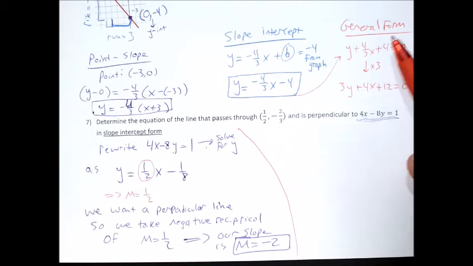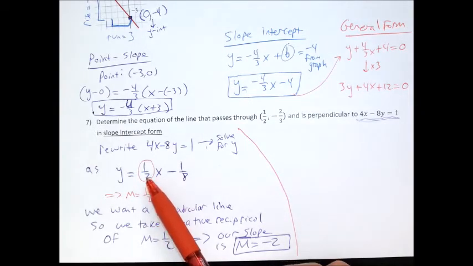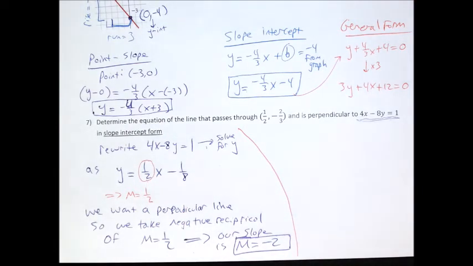Let me ask you this before we go on. What if we wanted a slope that was parallel to this line? What would we choose? Yeah, we would just use 1/2. If we wanted a parallel slope to this line, we would just use the same slope. Okay, good. Anyway, we're getting close.